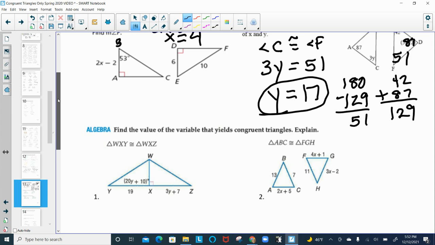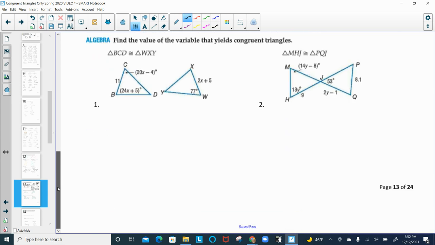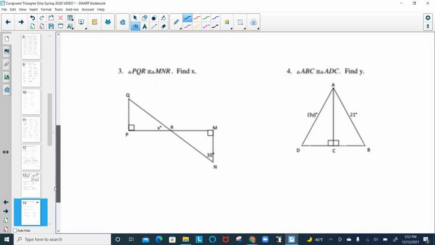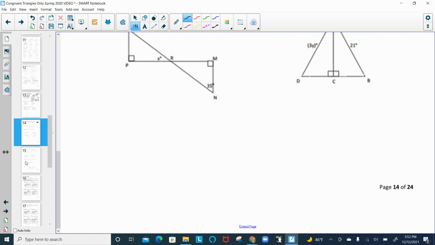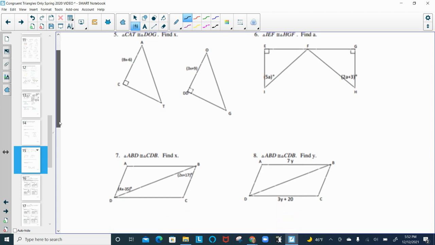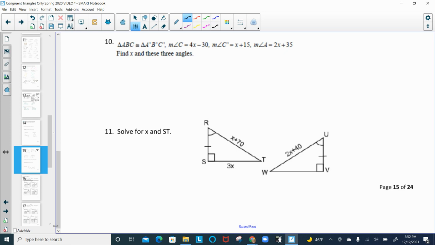So down below, there are some practice problems, 1 and 2, and then another 1 and 2. And then if you flip to the next page, it's page 15. If you could turn to page 15, I want to show you an example where they do not tell you that the triangles are congruent. So number 11 says, solve for x and ST. But they don't tell you that the two triangles are congruent.